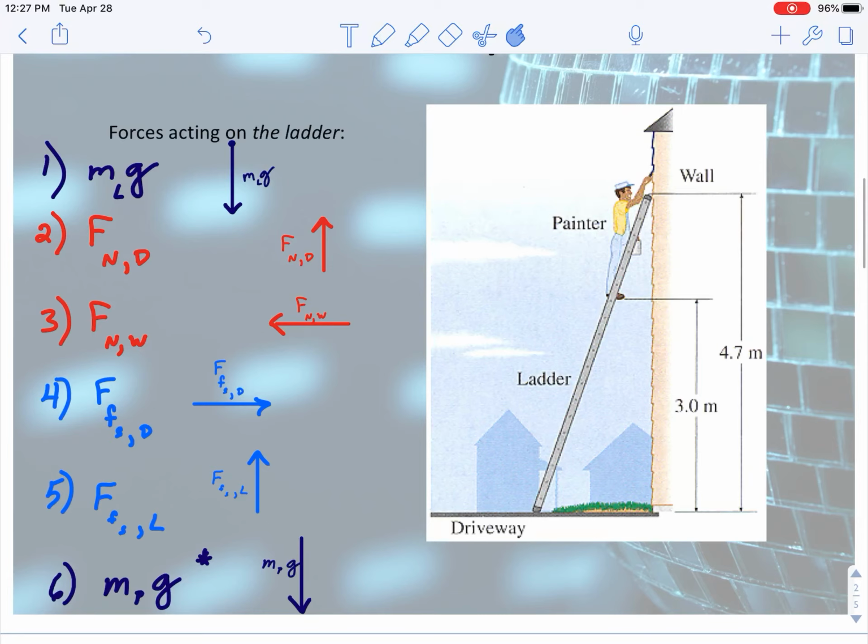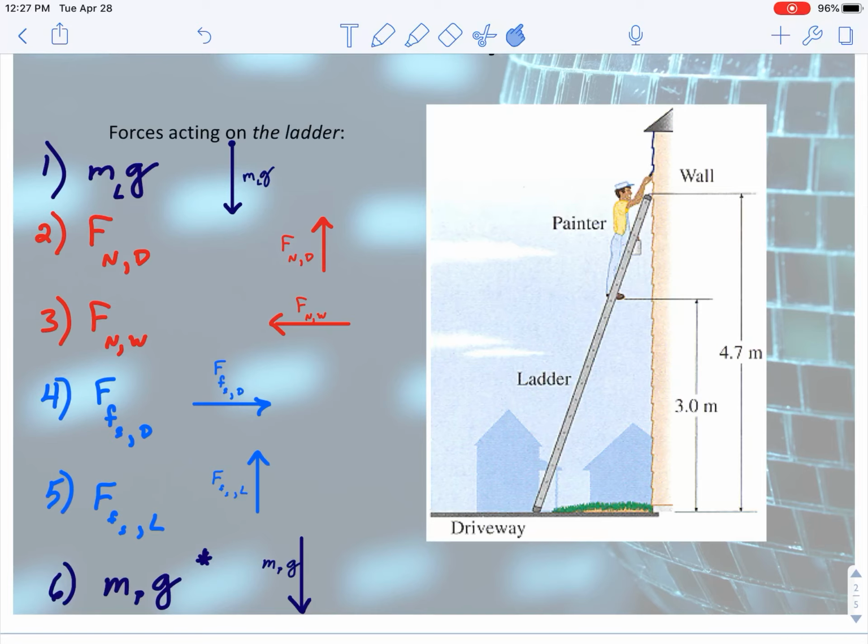In this particular picture, a painter is standing on a ladder. The ladder is held steady in place as it leans against the wall and is propped up on the driveway. If we were to look at the forces acting specifically on the ladder and only the ladder, we would come up with the following 6 forces.